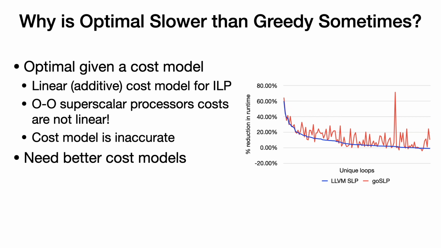What you see is that in most cases GoSLP is better than the SLP vectorizer, sometimes by a large amount. But there are certain cases where GoSLP is worse than SLP. This is because the GoSLP cost model predicted something inaccurately and vectorized something that it shouldn't have, or it didn't vectorize something it should have vectorized, whereas the LLVM vectorizer basically figured that one out. So what that means is the cost model matters.